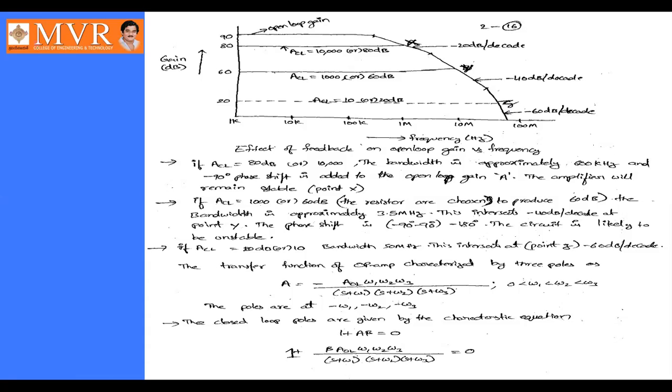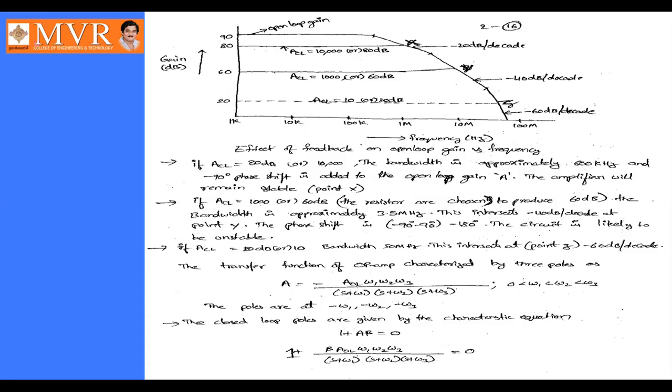So by considering this response, we can observe that the op amp is going to become unstable when it is beyond the point X. So when it is going to cross the point X, that is when the frequency is more than this point X, then the op amp is going to be unstable.